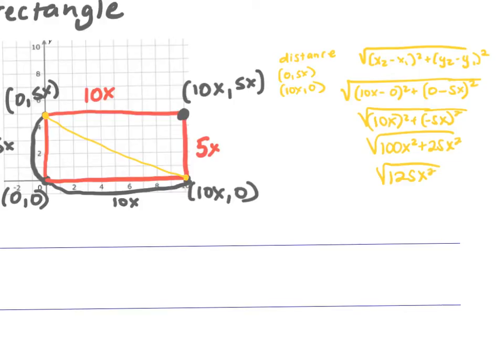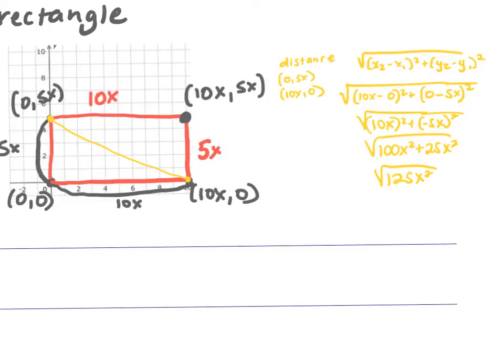Which is big, yucky numbers, but the concept is there, right? I know the distance is from one end to the other. So when I actually get the square root of 125, this is 5 and 25, which is 5 and 5. That gets broken down into 5 root 5, and x squared, square rooted, is just x.